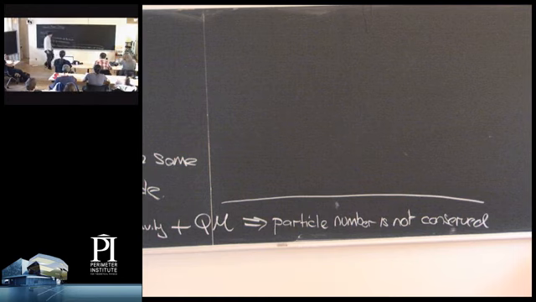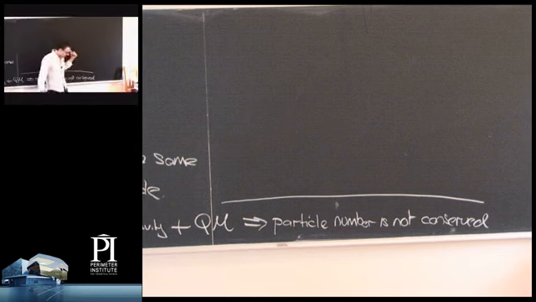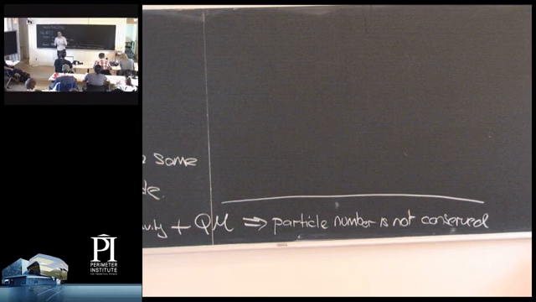OK. So this says because special relativity and quantum mechanics implies that particle number is not conserved. From now on, I'll try and write above that line. OK, what does this mean? I'll give you some examples about how this appears at the moment. Actually, I can tell you immediately.